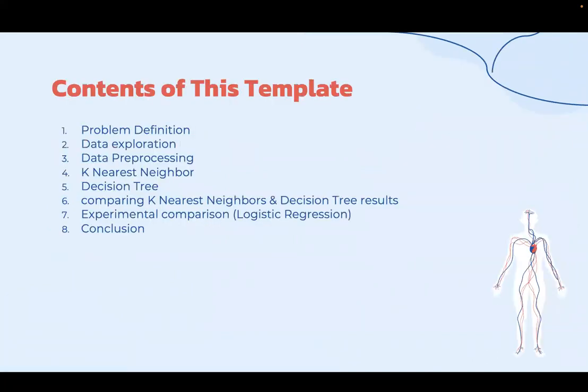In this presentation, I will first define the problem, display some interesting findings found when exploring the data, followed by explaining results in data processing, k-nearest neighbor, and decision tree, then proceeding to comparing between k-nearest neighbors, decision tree, and an extra experimental comparison with logistic regression, and finally ending with a conclusion.